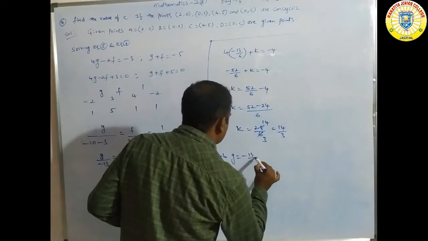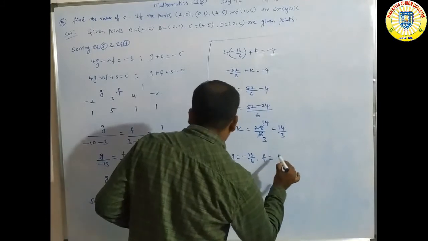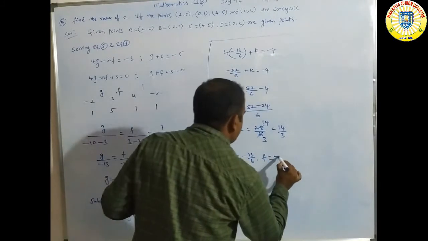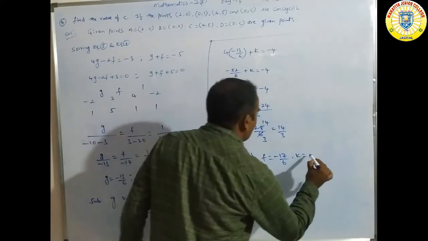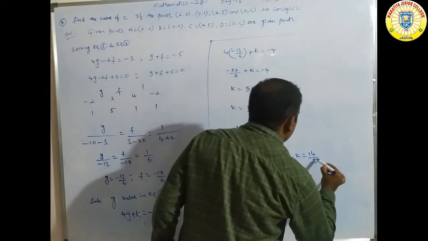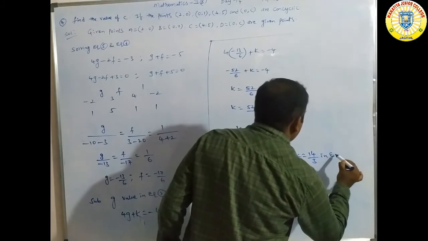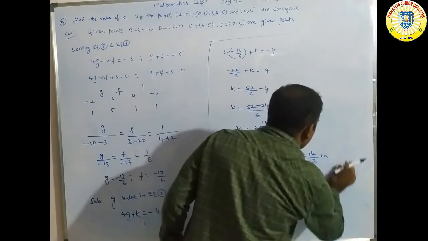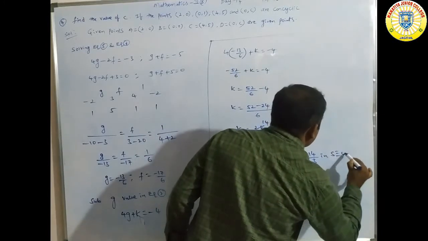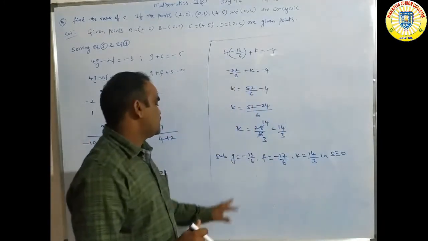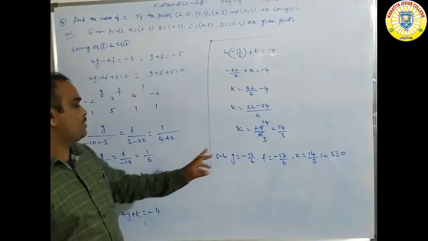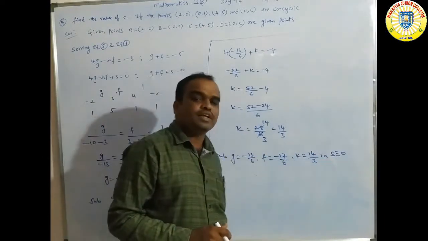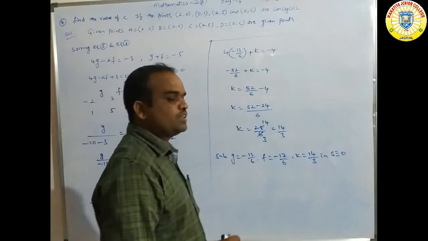Here substituting g is equal to minus 13 by 6, f is equal to minus 17 by 6, k is equal to 14 by 3. In which equation? In the equation S is equal to 0. Substituting g is equal to minus 13 by 6, f is equal to minus 17 by 6, k is equal to 14 by 3, in the equation S is equal to 0.